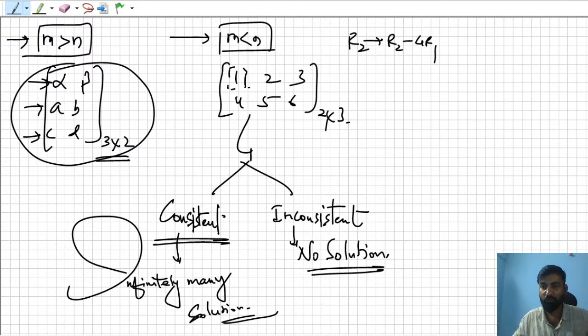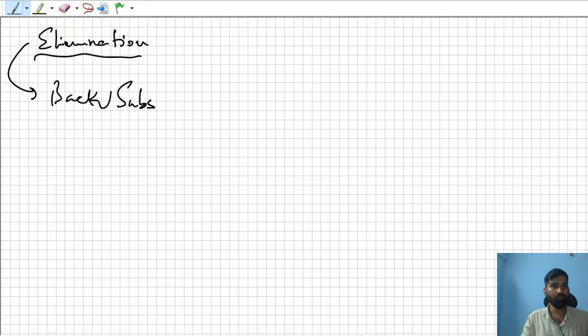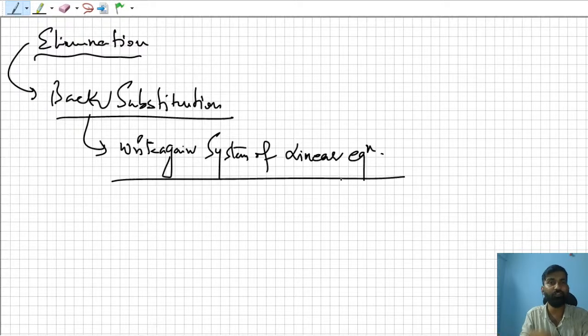What is the meaning of back substitution? After applying elimination and getting the echelon form, you have to follow back substitution. Back substitution means you write the system of linear equations again to determine the values of x1, x2, x3 from the reduced echelon form. From the echelon form, you have to write the system of linear equations again. How to write it? I have told you.